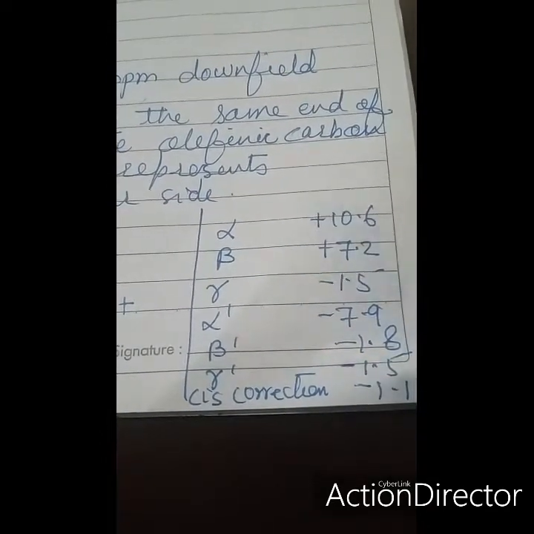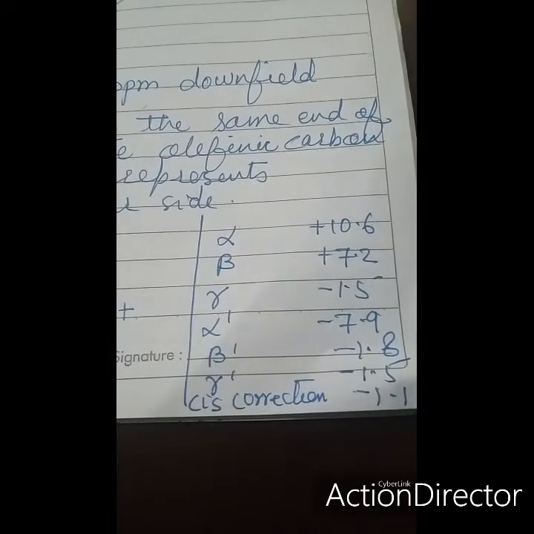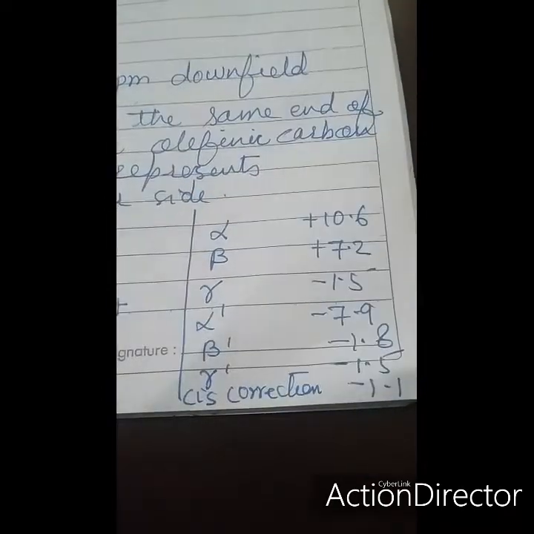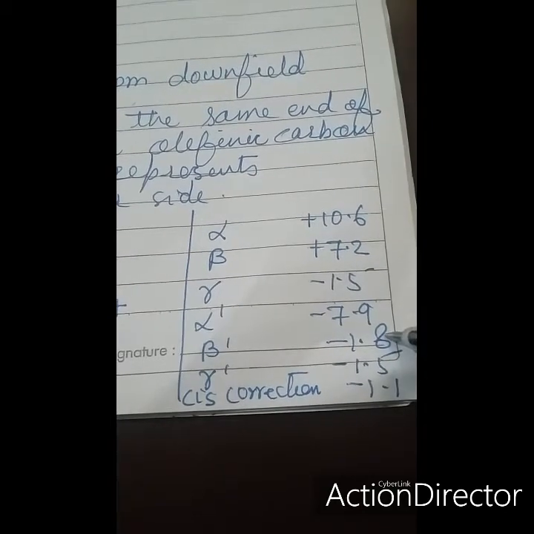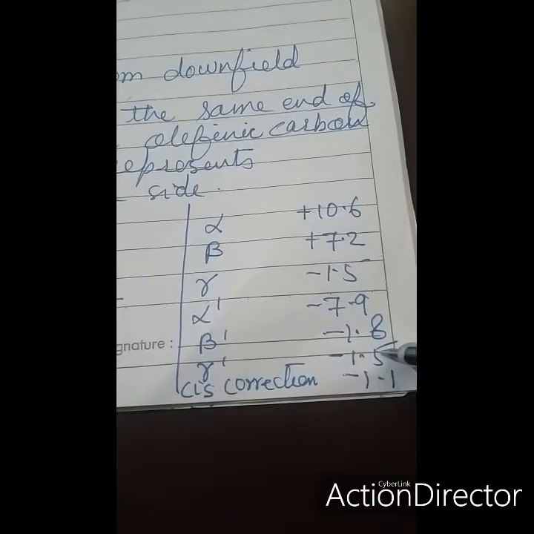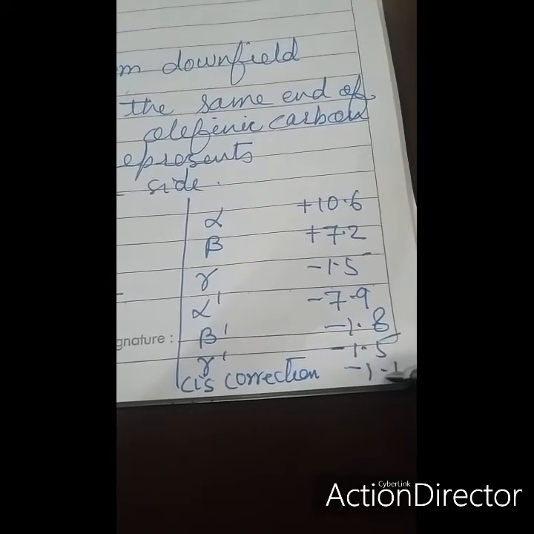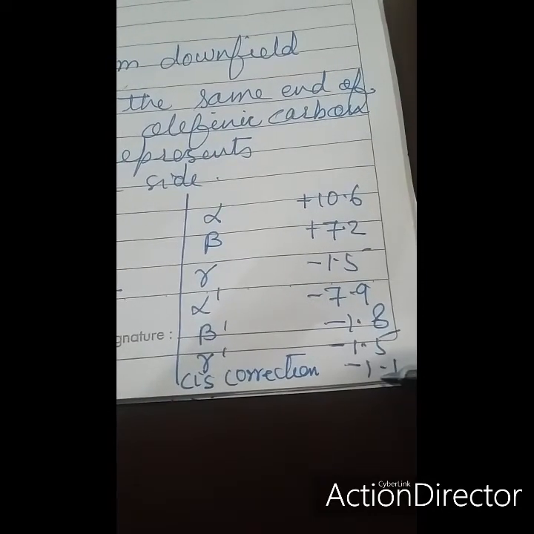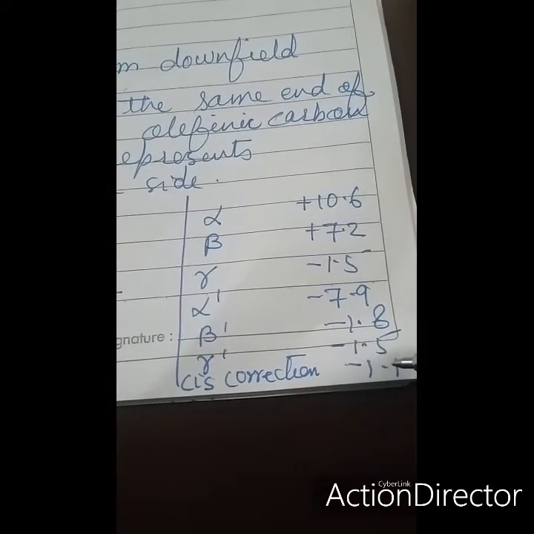Alpha is given the value 10.6, beta is given the value 7.2, gamma is given the value minus 1.5. Alpha dash is given the value minus 7.9, beta dash minus 1.8, and gamma dash is given the value minus 1.5. Besides that, there is a cis correction which is minus 1.1. Now these parameters will be added to 123.3. That is the shift for ethylene.